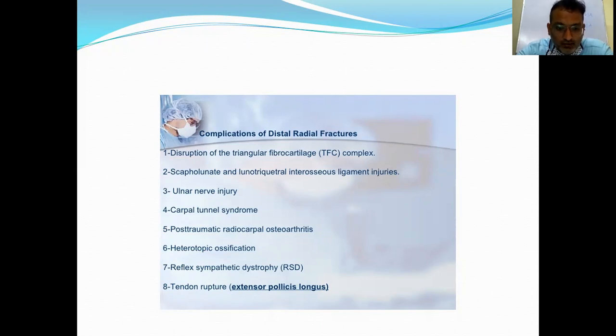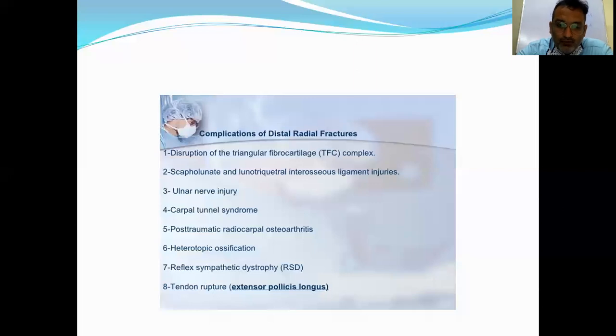Reflex sympathetic dystrophy. This is one of the most common side effects of cast application. So there will be a severely painful sensation of the hand with loss of hair and everything. She will not be able to move the fingers of the hand, and the motor functions of the hand, interphalangeal joints, everything will be severely restricted. So if you keep the cast very tight and for prolonged periods, there is every chance of reflex sympathetic dystrophy.